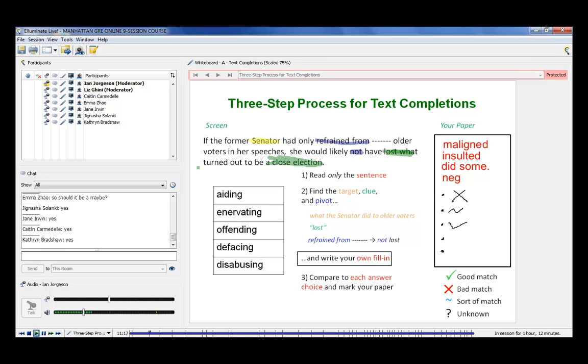All right, how about defacing? Does that make sense? Defacing as insulted, maligned, did something negative? Okay, I've got one opinion of yes. Anybody else? Catherine's saying no. Seems a little too extreme. Okay, defacing the elderly. What does that mean, to deface the elderly?